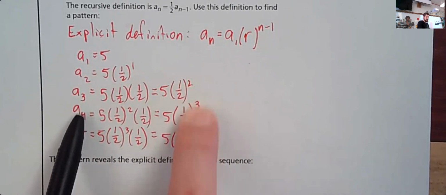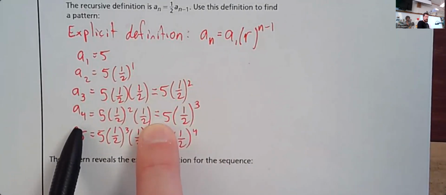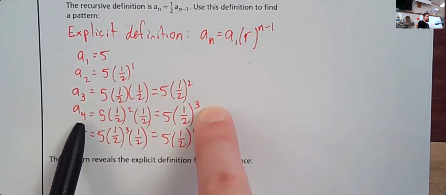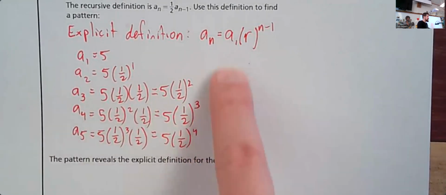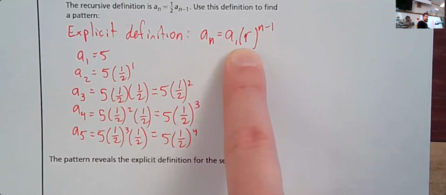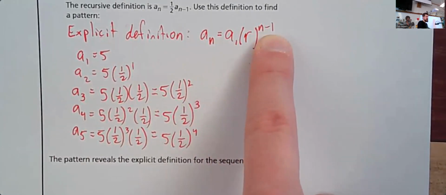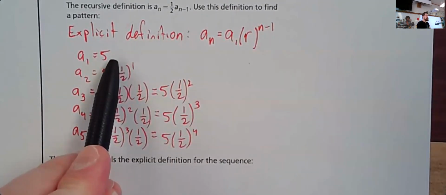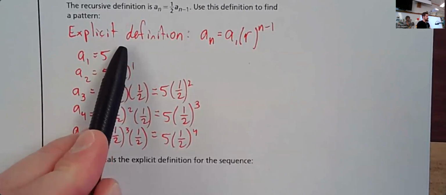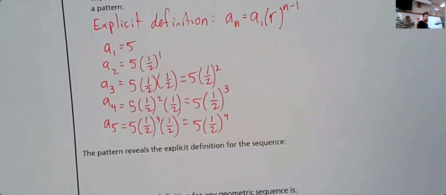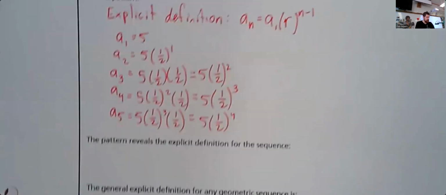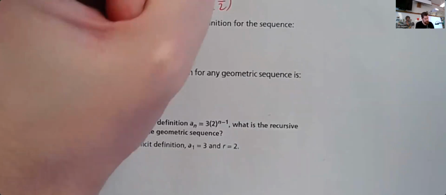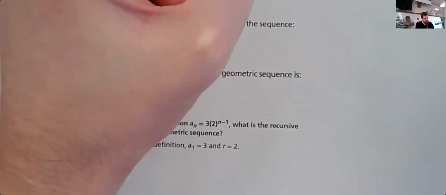3 minus 1 is 2. Same thing here. First term multiplied by the common ratio. The exponent is equal to the nth term minus 1. 4 minus 1 is 3. And so that's why we get first term times the common ratio to the n minus 1. It's exactly why this works. If we wanted to, we could put 1/2 in parentheses here with an exponent of 0, because 1 minus 1 is 0. So that's it. Our explicit definition for the sequence is going to be a sub n equals 5 times 1/2 to the n minus 1.